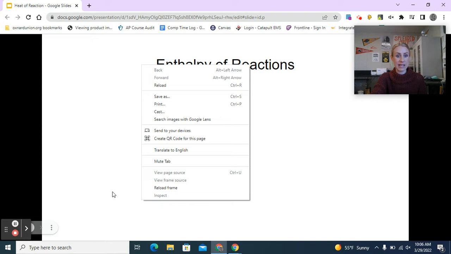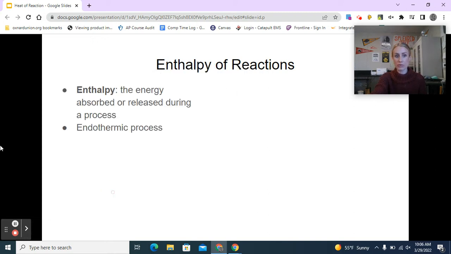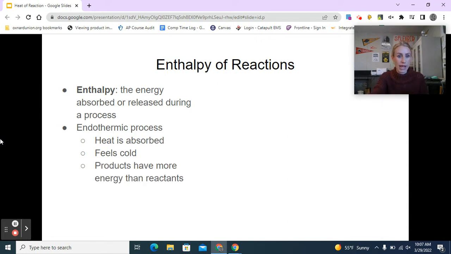Now, enthalpy itself is the energy absorbed or released during a process. In an endothermic process, we know that heat is absorbed. If you have a beaker with a reaction happening in it and it's an endothermic reaction, that means it's going to feel cold. The reason it feels cold is because heat is being absorbed by that reaction. It's taking the heat from your body and absorbing it in order to happen.